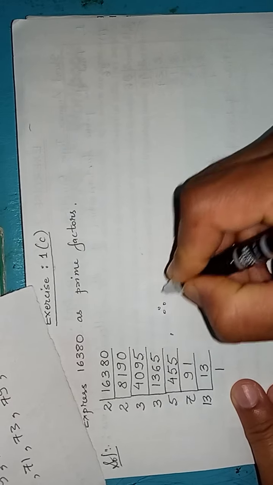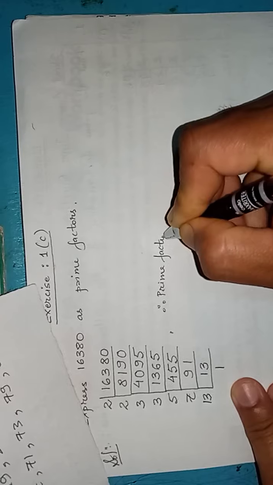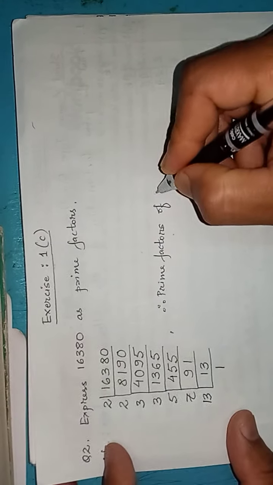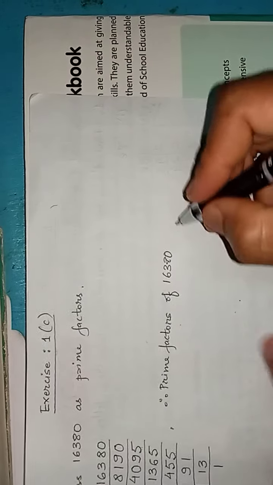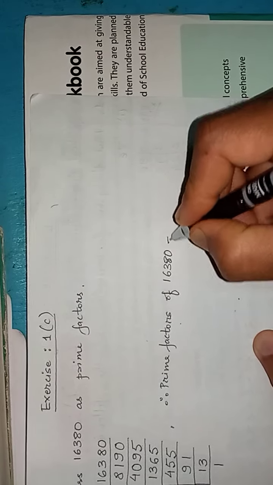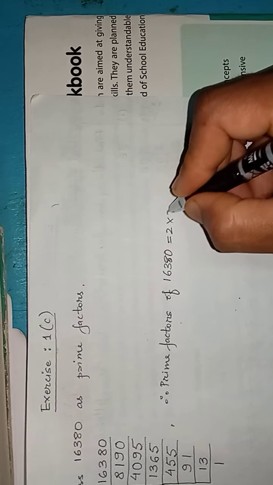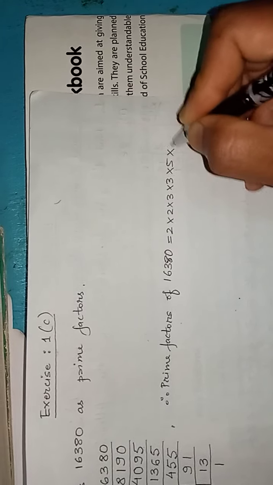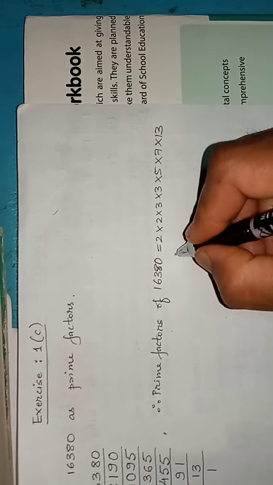So therefore prime factors of 16,380 is equal to what? So see, we'll write this in product form: 2 into 2 into 3 into 3 into 5 into 7 into 13. So this is the prime factorization.